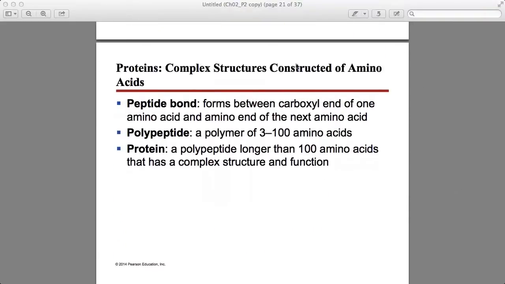So as we mentioned, proteins are complex structures. They're put together by peptide bonds of all those amino acids. And if it's a small chain, we call it a polypeptide, just like the one we just saw. 3 to 100 amino acids can be considered a polypeptide. But anything larger than that tends to be called a protein.